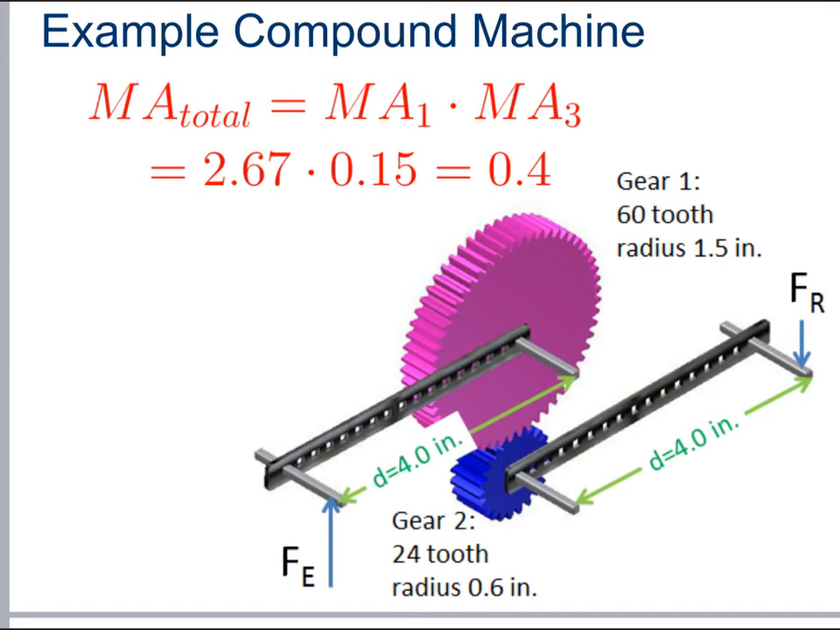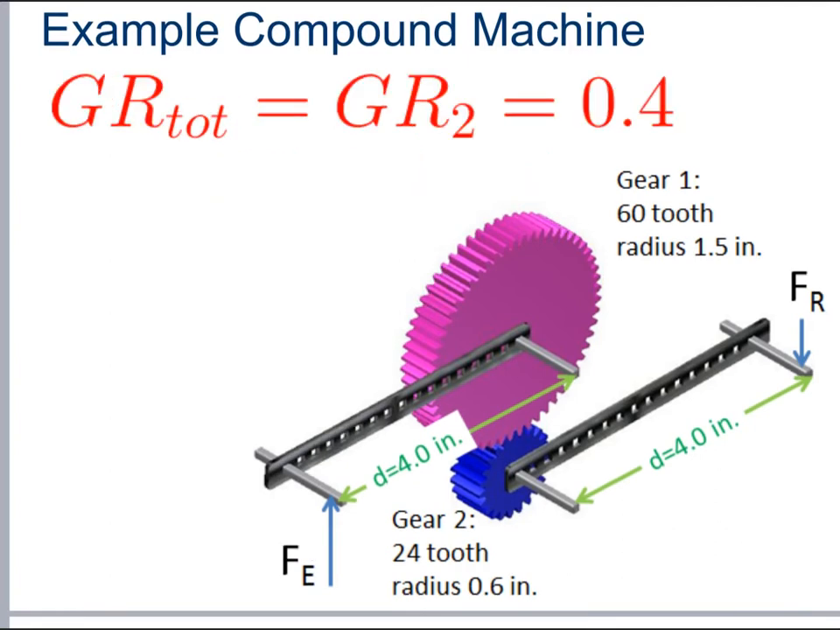A mechanical advantage of component 2 was 1, which didn't change the product, since mechanism 2 was a powertrain element and not a simple machine. This overall mechanical advantage is used when comparing the force of my effort with the force of my resistance. So I have 2.67 times 0.15, and we get a total mechanical advantage from mechanism 1 and 3 of 0.4.